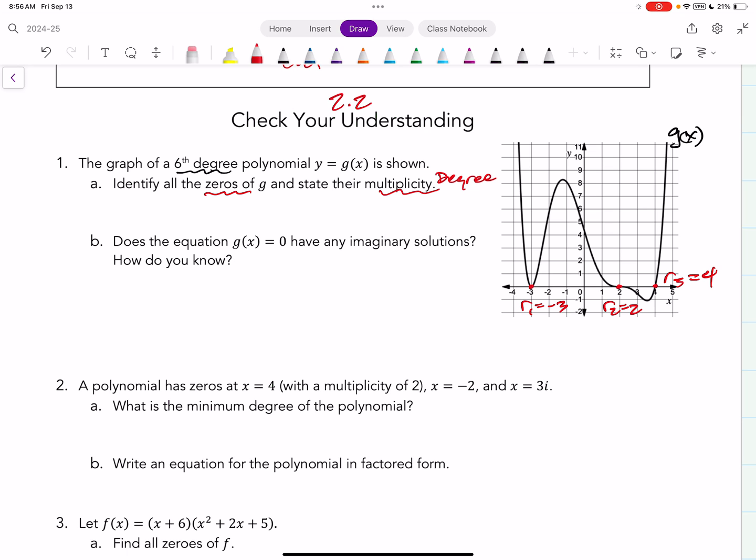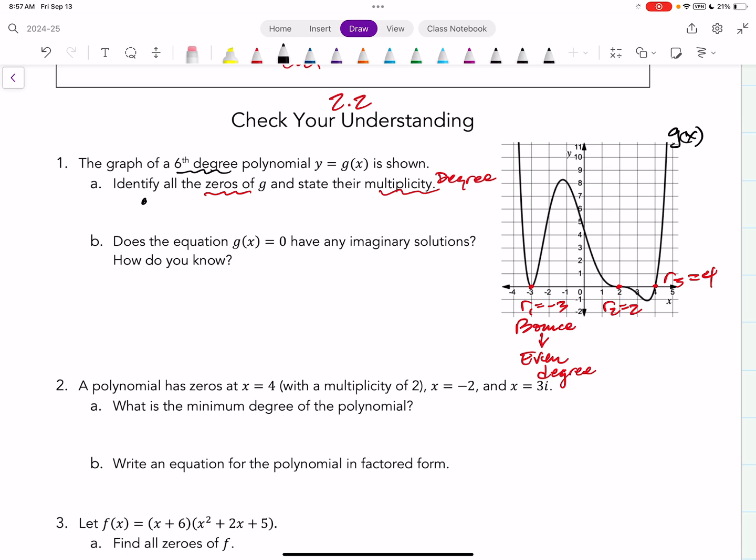Now it says 6th degree. So what in the world is going on here? So at -3 here we have a bounce. And what that means is it's got to be degree 2. It has to be even degree. So what does that mean? Well, 2, 4, 6, 8, or so on. So the minimum degree there would be 2. So that's my first observation here.